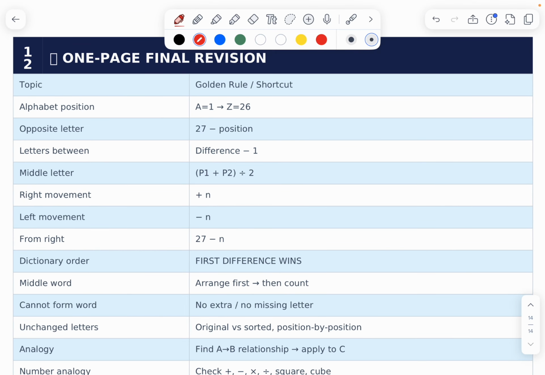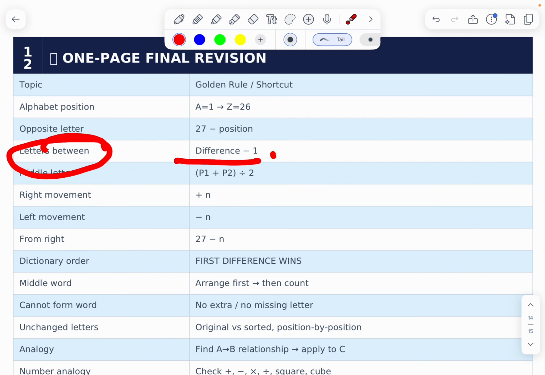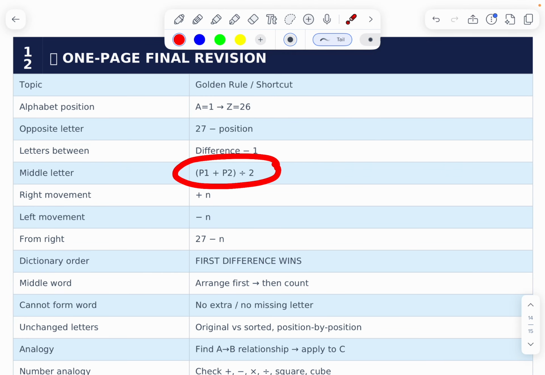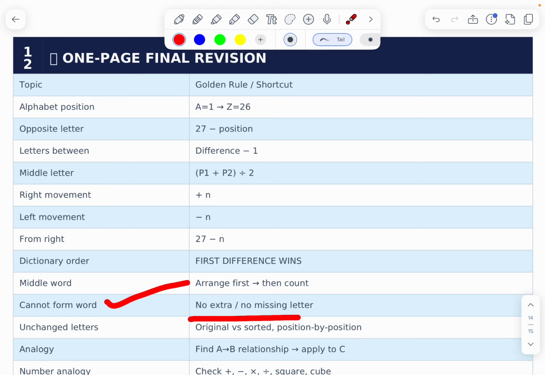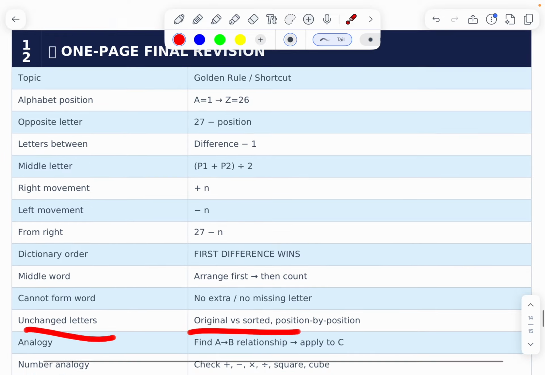Golden rules: A is equal to 1, Z is equal to 26. Opposite letter: 27 minus position. Letters between: difference minus 1. Middle letter: P1 plus P2 by 2. Right movement: n plus n. Left movement: minus n. From right: 27 minus n. Dictionary order: first difference wins. Middle order: arrange first then count. Cannot form word: no extra or no missing letter. Unchanged letters: original was sorted.